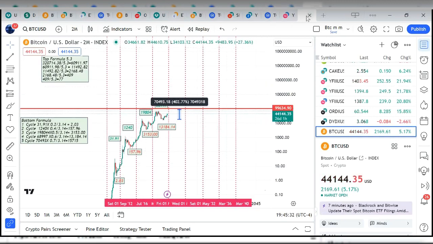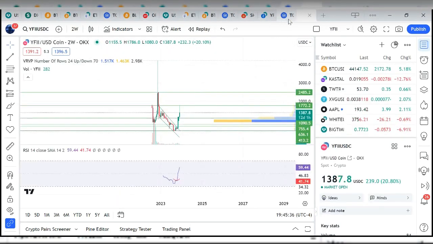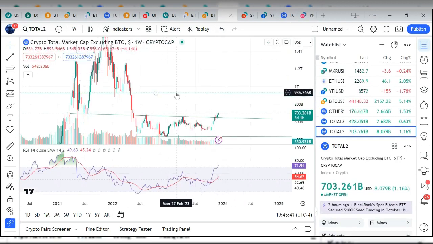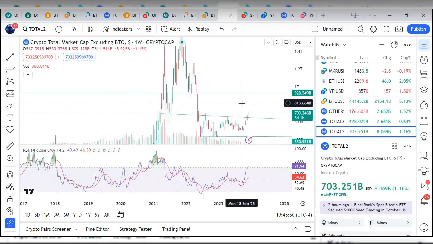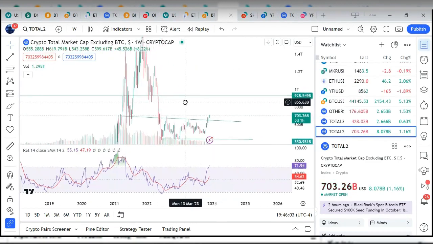So these are the things I use to trade crypto. And for altcoins, it's the altcoins market cap. This would be every coin except for Bitcoin. So you can see here, crypto total market cap excluding Bitcoin. This is where you know when Shiba Inu, Dogecoin, and all those other coins are going to make their moves, right? These are the things that determine that.